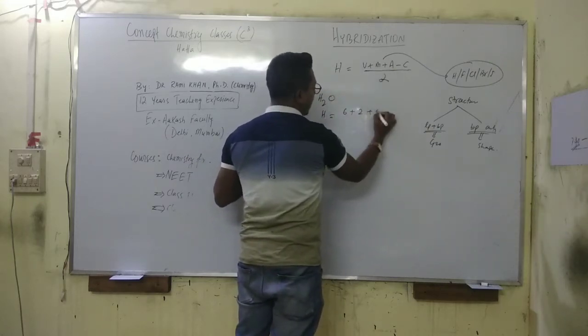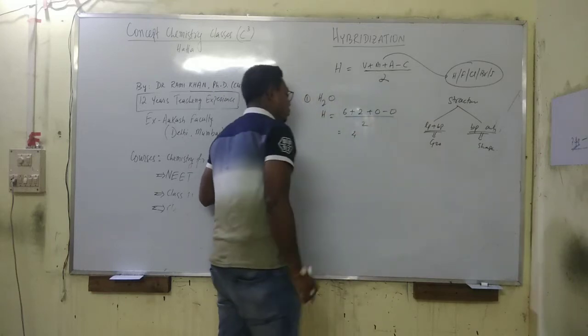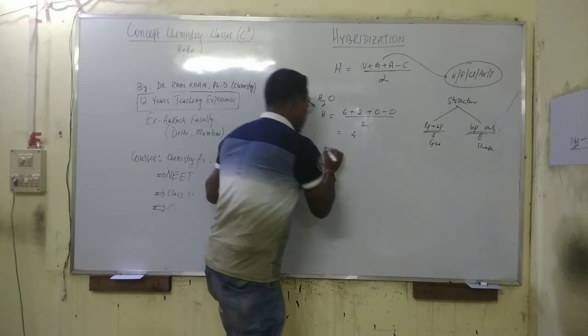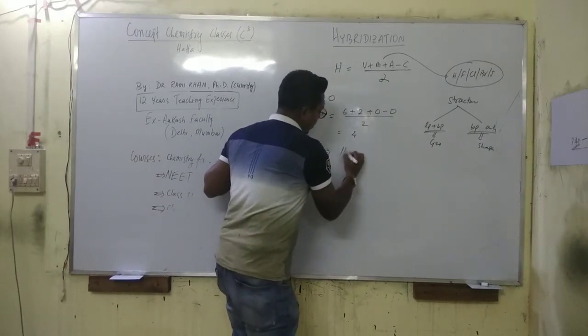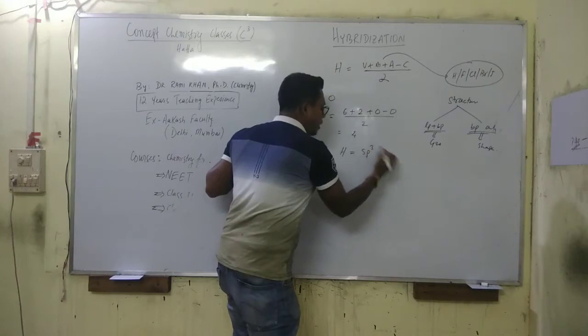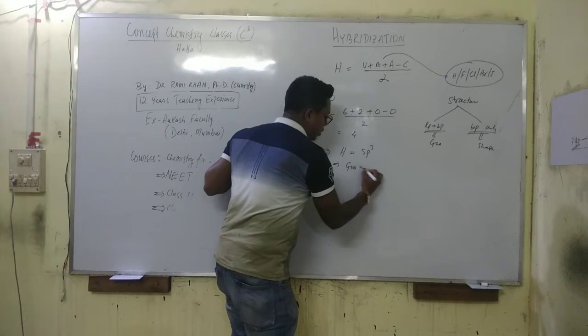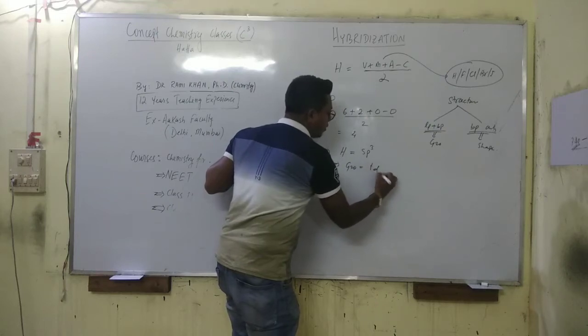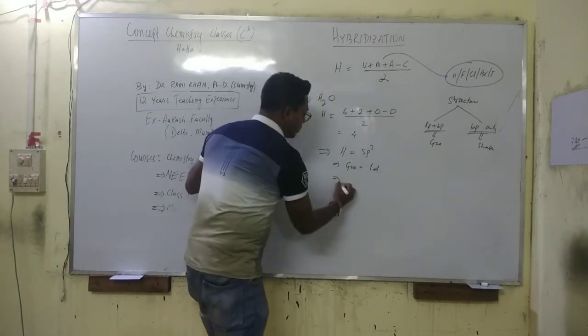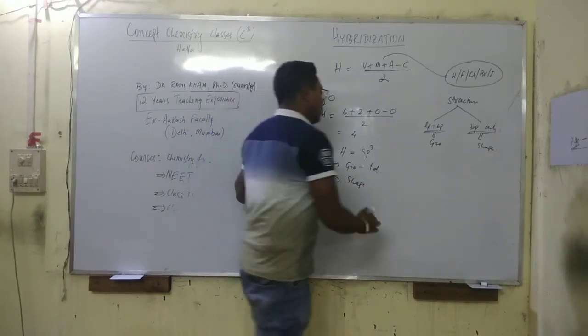No anionic charge, no cationic charge, divided by 2. This will give the value of H as 4. So this implies hybridization is sp3, which again implies geometry is tetrahedral. Now the shape will not be equal to tetrahedral.